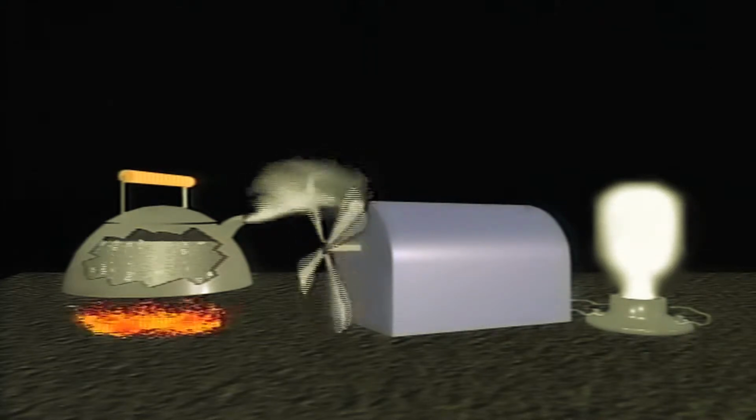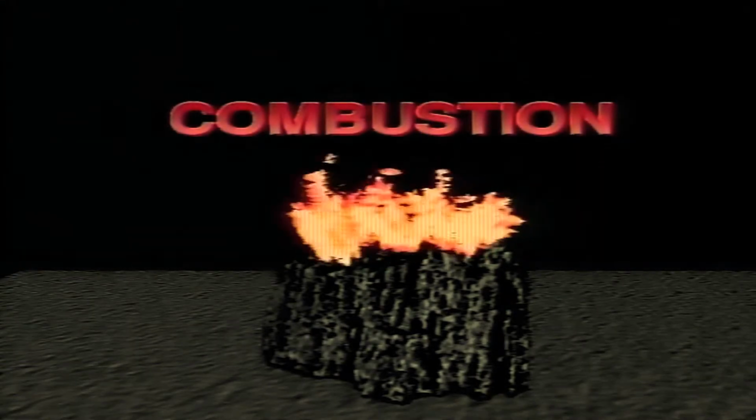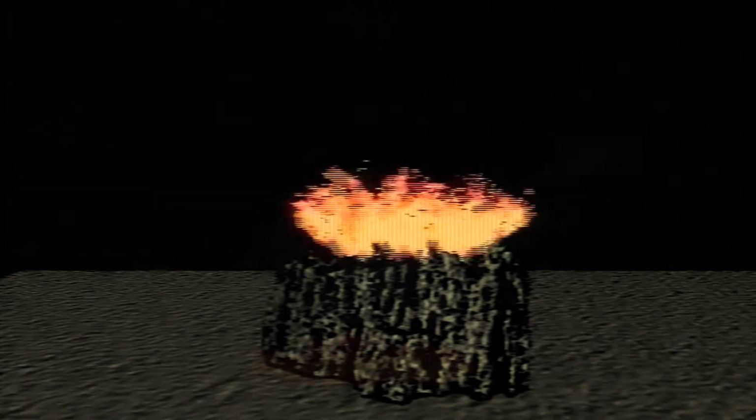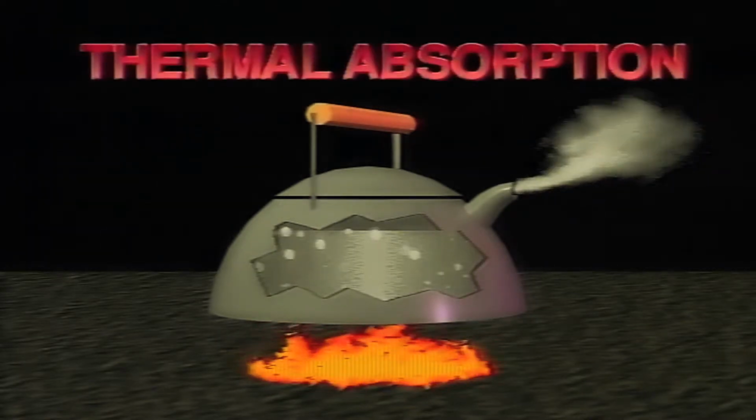First, the chemical energy of coal is released as thermal or heat energy through burning. In this process, oxygen in the air combines with fuel. This process is called combustion. Next, the heat energy is absorbed by water and steam is formed. This process is called thermal absorption.